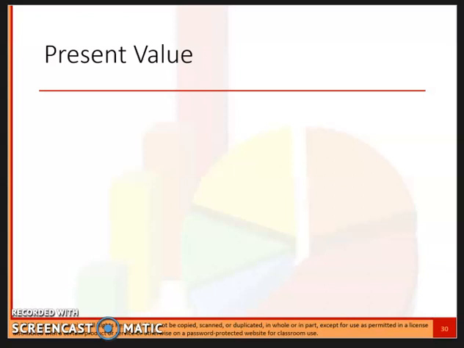Okay. Now we're going to shift from future value to present value. We're going to do the same type of calculations. We'll do the present value of a lump sum, which is the opposite of the future value of a lump sum, and then we'll do the present value of an annuity as well.